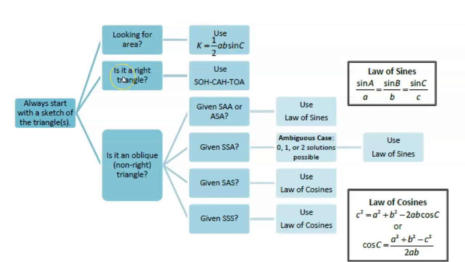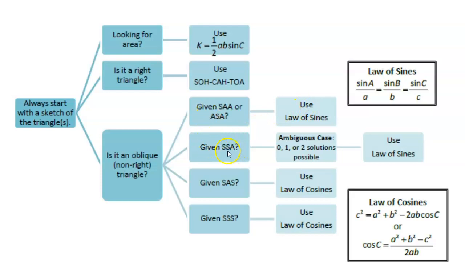Is your shape a right triangle? If it is, then you can use SOHCAHTOA and you can use Pythagorean theorem. Otherwise, you cannot. Okay, if your triangle is oblique, that means not a right triangle. If they give you side angle angle, or angle side angle, that means that you're going to use law of sines, and there are no problems with that.